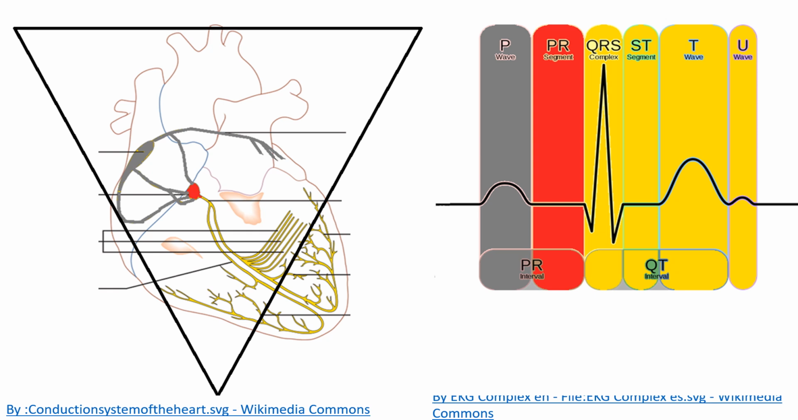With Mobitz type 2, there is no warning. So you might be doing fine. Your ventricular heart rate is 70 beats per minute. You're able to function, and next thing you know, grandma or grandpa couldn't be woken up. And when they check on him, he had a heart rate of 30 beats per minute or 40 beats per minute, whatever. But you get the idea there.